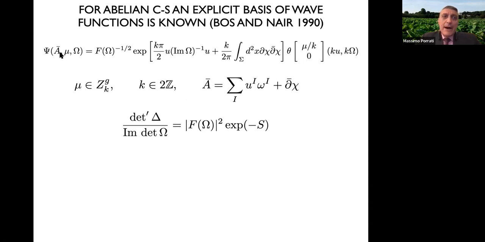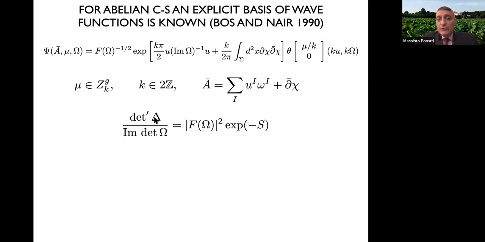Here, the boundary value of the anti-holomorphic component of the gauge field, A bar, appears in this way. A bar can be written in terms of an exact part, the d bar of some function chi, and then some harmonic component. Omega I is a basis of the Abelian differentials on the Riemann surface, and U are just complex numbers. So instead of A bar, this A bar has been split into the harmonic part and the exact part, chi. And this entire wave function has a prefactor that depends on the period matrix, omega.